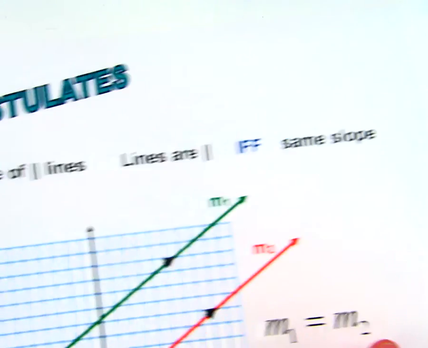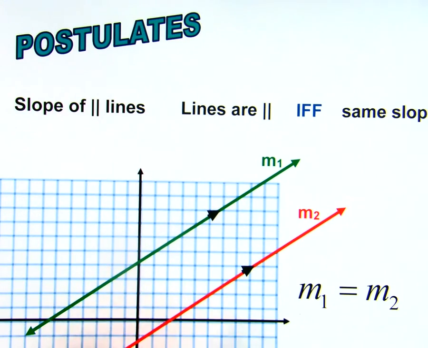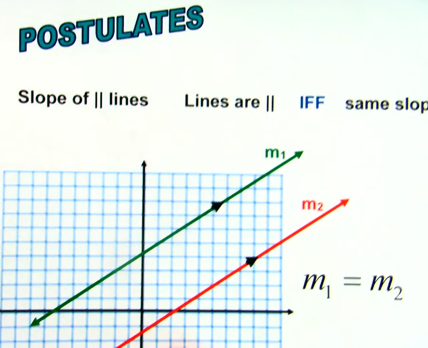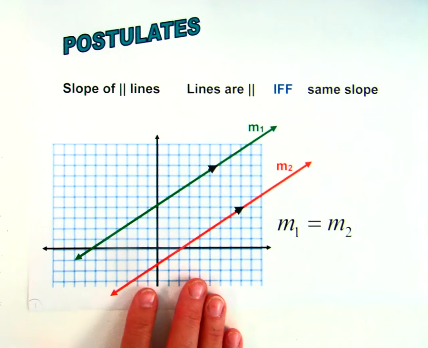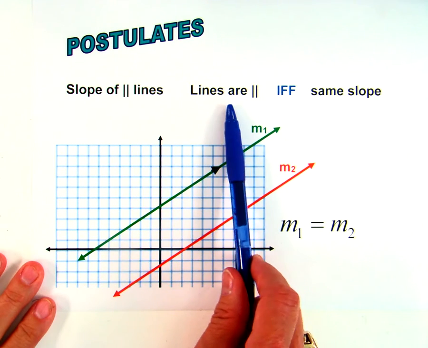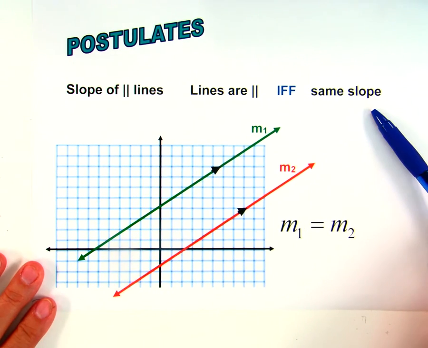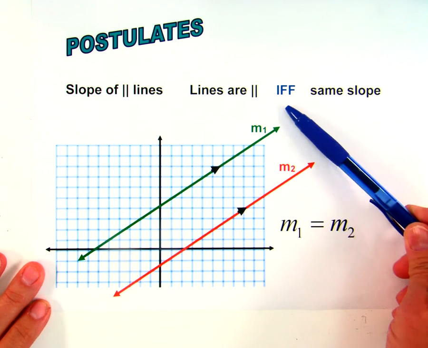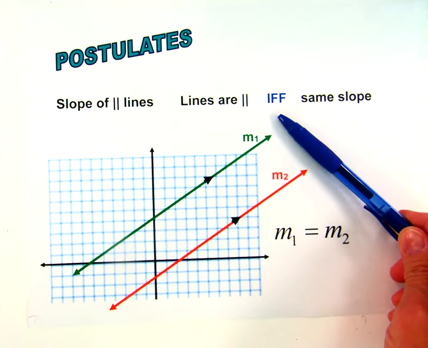Slope of parallel lines. Again, a review from Algebra 1. Slope of parallel lines. This is our postulate. Lines are parallel if and only if they have the same slope. Remember, if and only if from our logic unit.